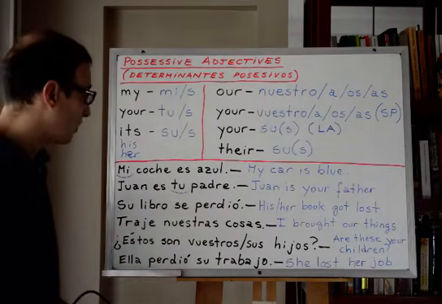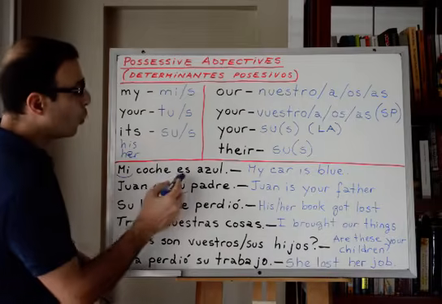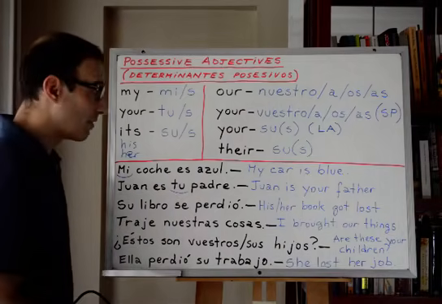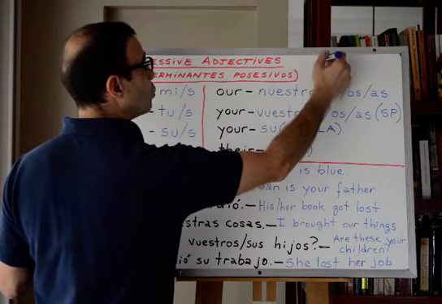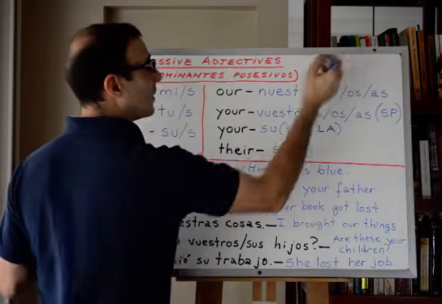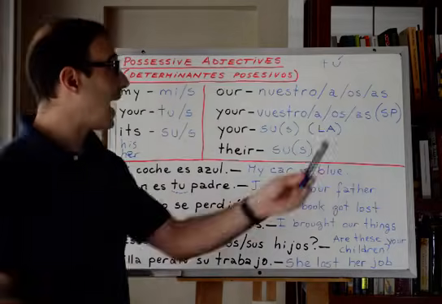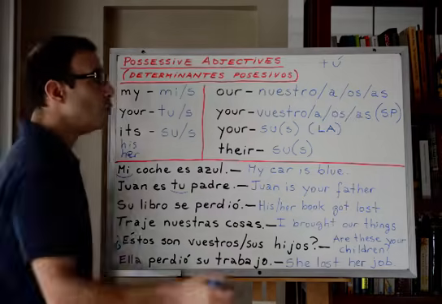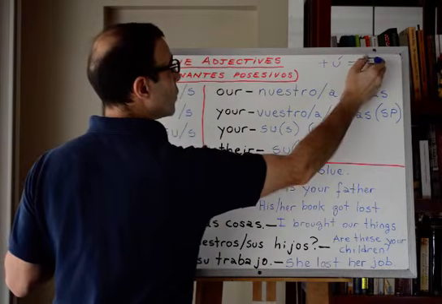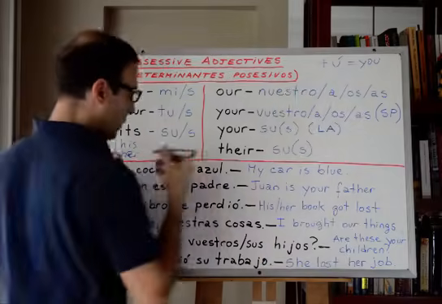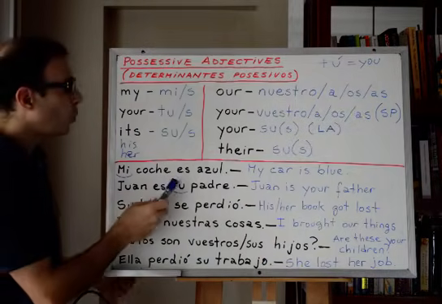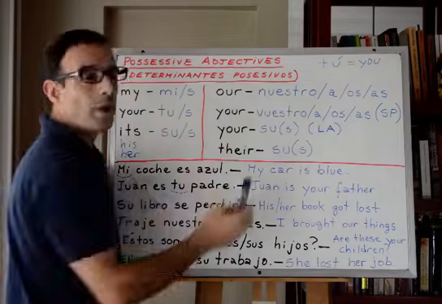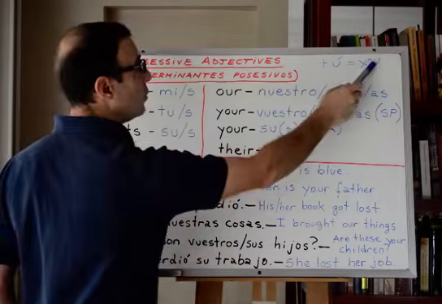Now, pay attention to this. The word tu without the Spanish accent is the possessive adjective. However, the word tú with the Spanish accent mark is the subject pronoun you. So, tu without the accent mark means your. Tú with the accent mark means you, okay?